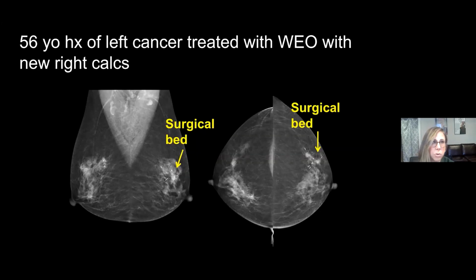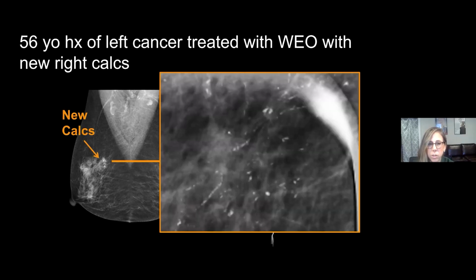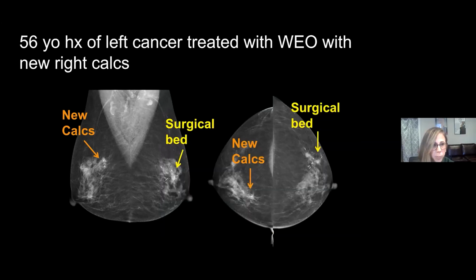This was a 56-year-old woman who had a history of left breast cancer that was treated with wide excision alone, and she had new right breast calcifications. You can see the surgical bed on the left. I marked it. That was where the wide excision was done. And these are the new calcifications on the right. This image shows highly pleomorphic linear branching calcifications, BI-RADS 5. So we were worried about these for sure.